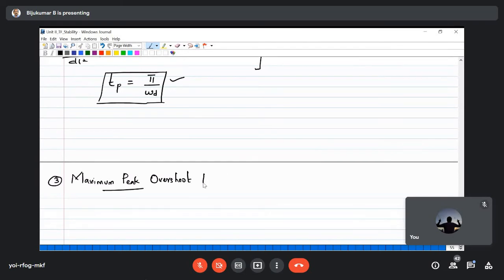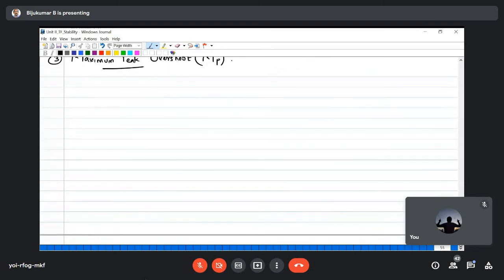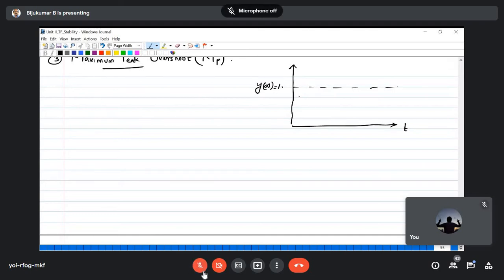Can be represented as capital M suffix P. What this indicates? Maximum peak overshoot. Again, I will draw this waveform here for an underdamped second order system. Let this be the steady state value y. So this can be written as y of infinity, right? Because this is the steady state value.